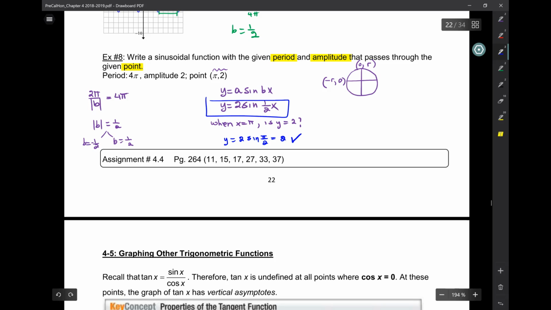Okay? If we had tried y equals 2 sine of negative half x, right? How much would that have been? Sine of negative pi over 2. There's a 2 here. You would have gotten y equals negative 2, and that doesn't work. Okay? Question? No. Okay.